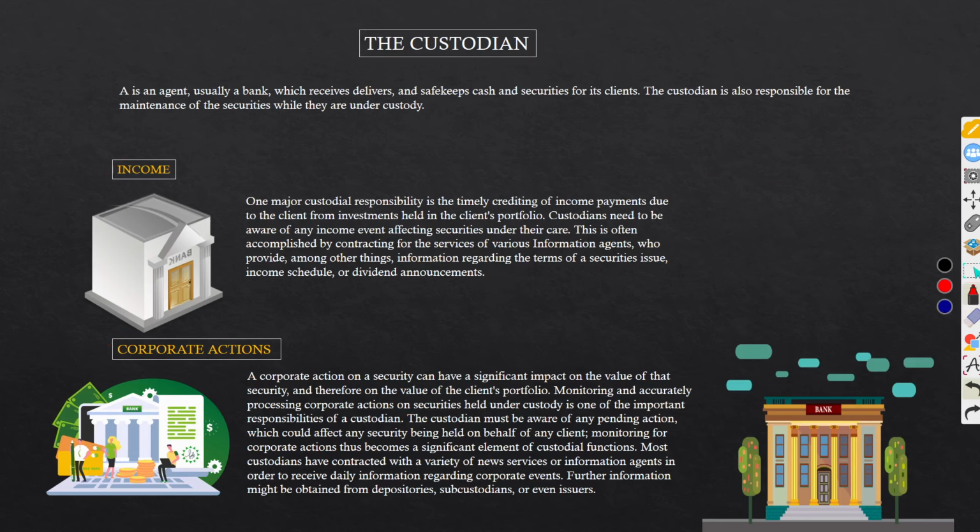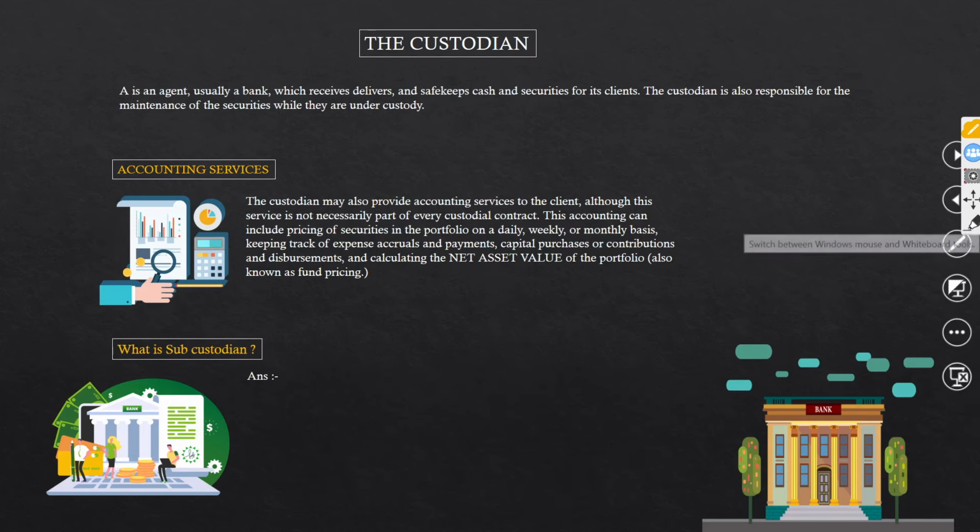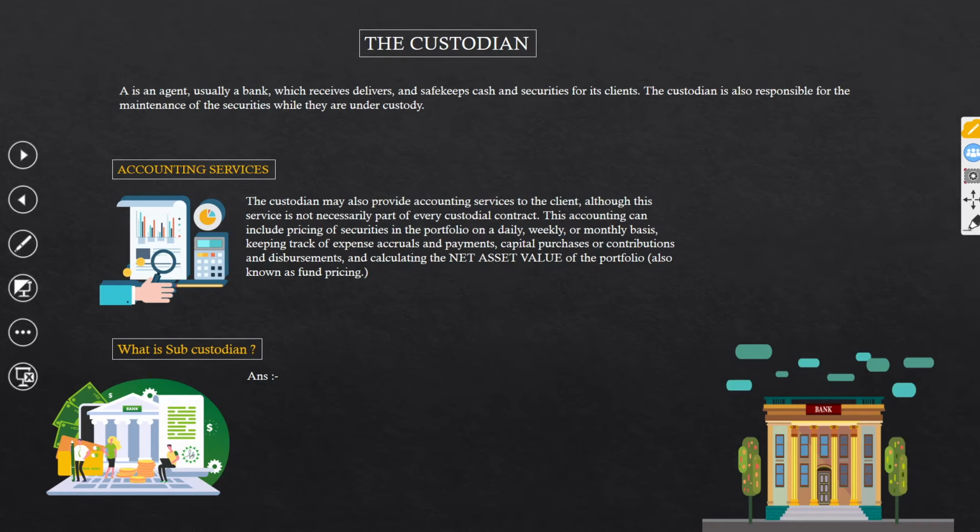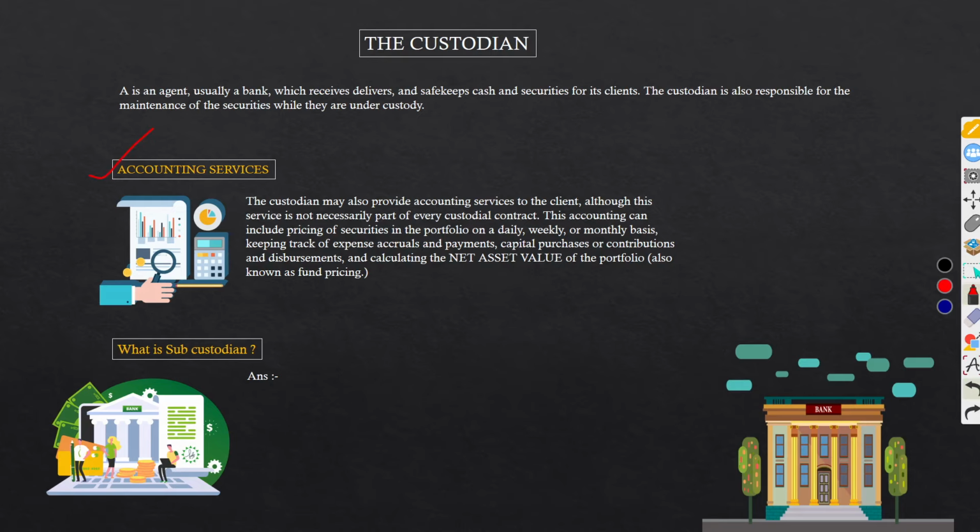Next we'll see what we have. The account service. So the other responsibility is accounting service. What does accounting service mean? It means the custodian may also provide accounting services to the client.